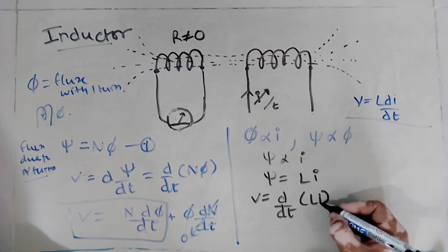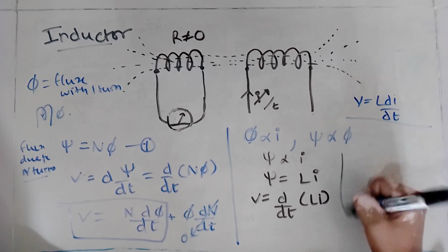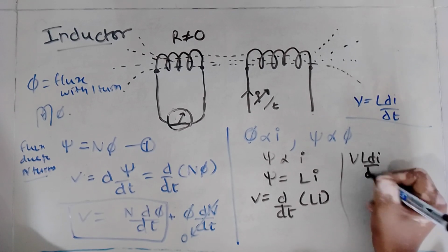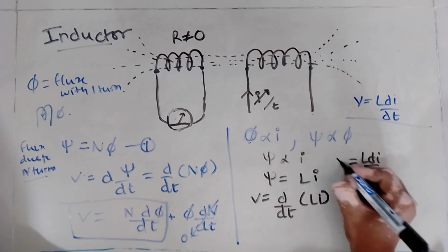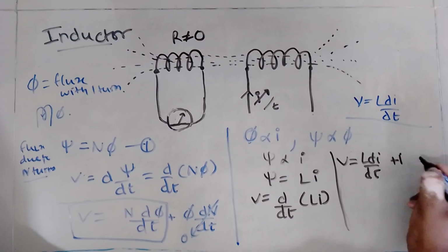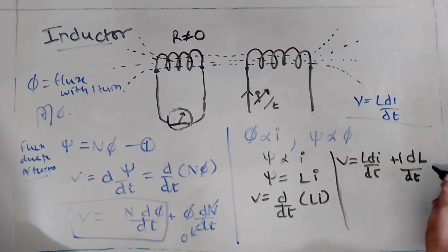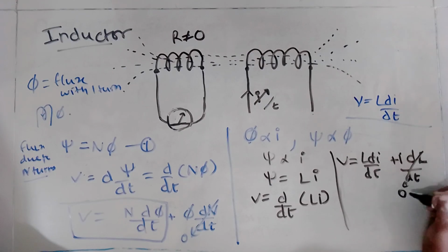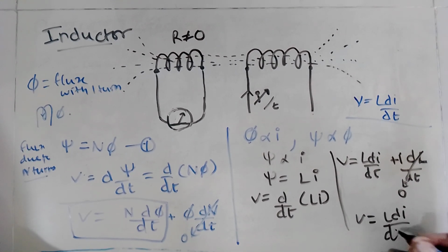From here we can say it. And so when we open the bracket, we will get V equal to L di by dt plus I dL by dt. Now this value is constant. We are taking it constant in network theory in ideal conditions, but in practice it is not constant. But here we will assume it as a constant, and so this will be equal to 0. So V is equal to L di by dt. We got this formula.